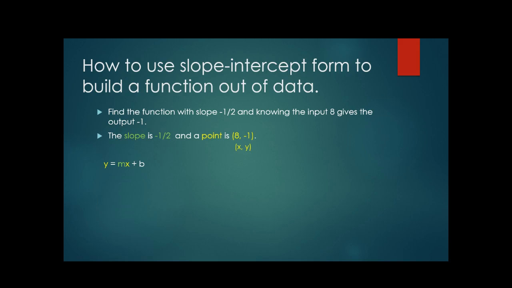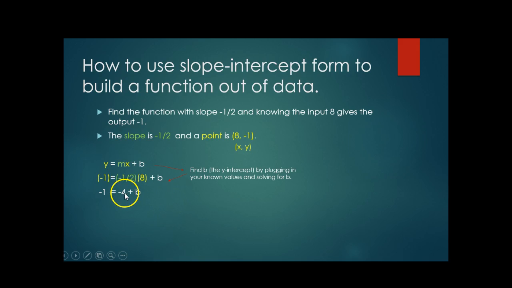What we're going to do is plug our information into slope-intercept form. We're using slope-intercept form today pretty much exclusively. So our y value is negative 1, our x value is 8, our slope is negative 1/2. When we plug that in, we have all this information. What we're not going to have is b, which is our y-intercept.